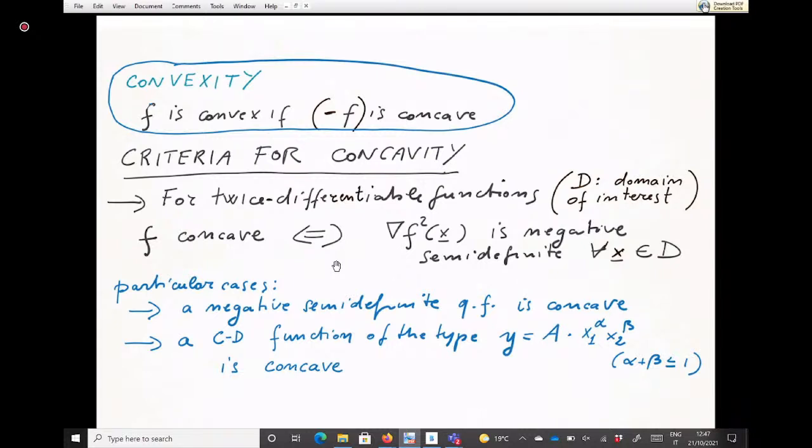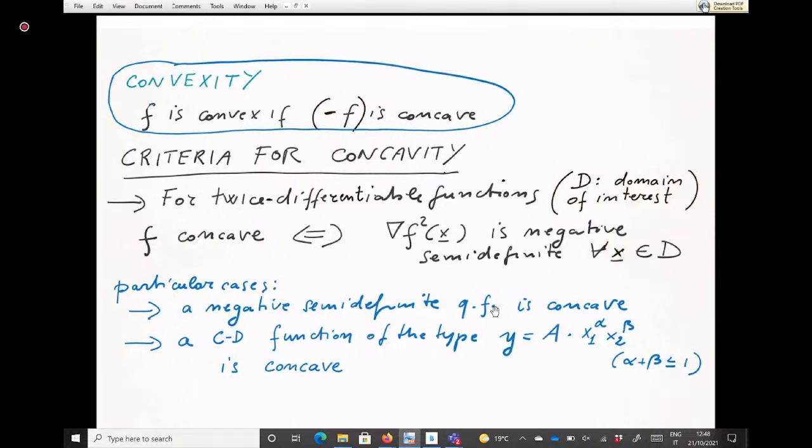And you will see that I would like to say 75% of our examples will fall within one of these cases. Okay, so these are practical rules that work with common functions. And from these you can immediately understand if your function is concave or convex. One is very trivial. A negative semi-definite quadratic form is concave. We know this already. Okay? A negative semi-definite quadratic form is concave.